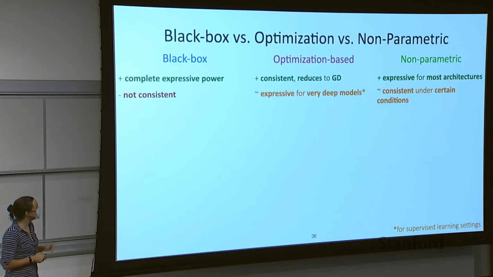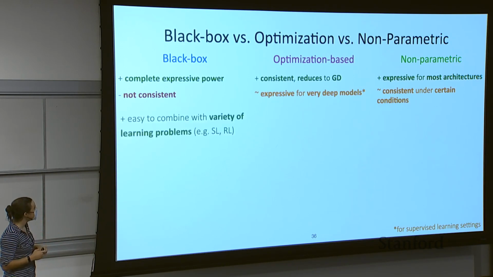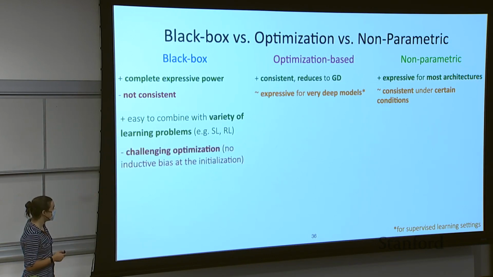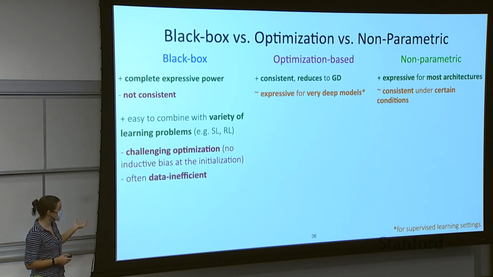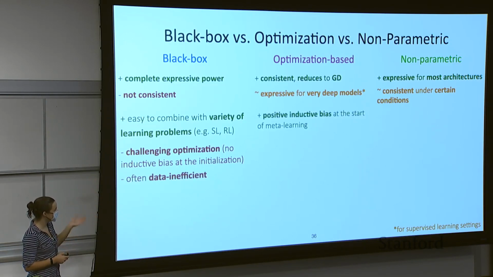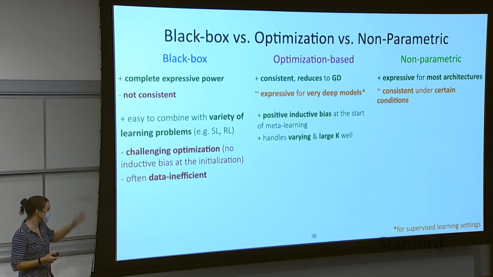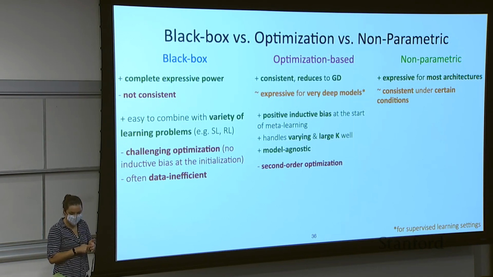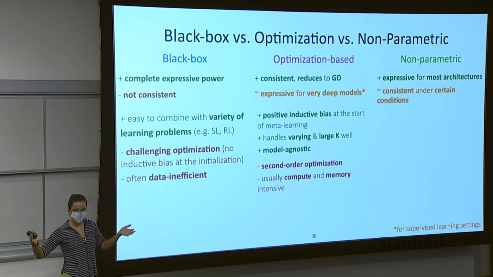Okay, so these are a couple different ways of thinking about these algorithms. There are some other pros and cons as well that I'll go through. Black box methods are easy to combine with a variety of different learning problems, but it leads to a challenging optimization and is often data inefficient. For optimization-based approaches, we also talked about how this has a kind of positive inductive bias at the start of meta-learning, which means that it can be easier to optimize. It also handles varying and large K pretty well. You can run gradient descent even with a very large amount of data. And it's model agnostic. The downside is that you get this second order optimization, and this can mean that it can be compute and memory intensive if you have a very large optimization process.